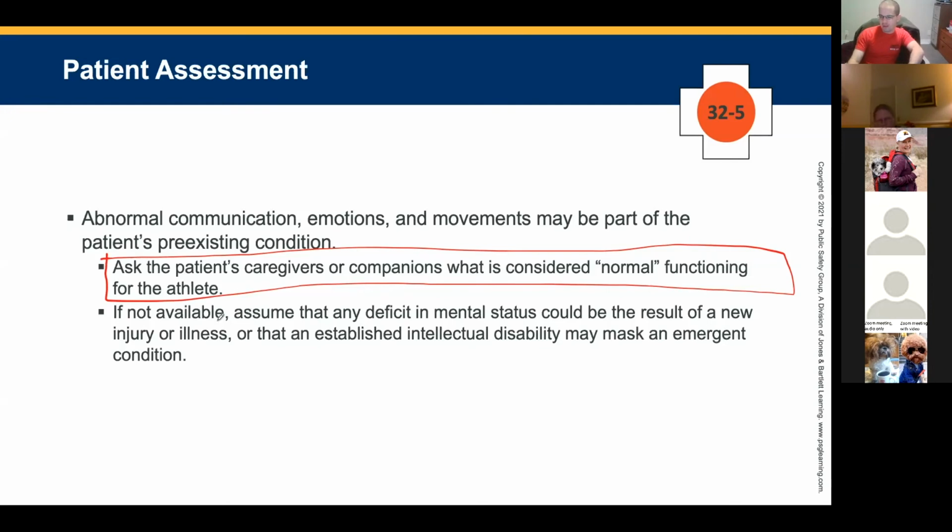I will say probably in most long-term care patients, somebody is usually there who is able to tell you what their baseline, what their mental status is like.